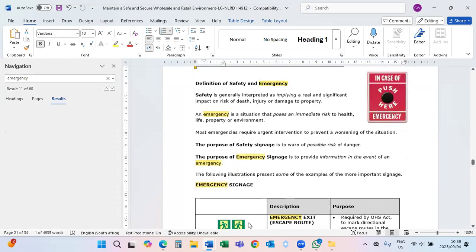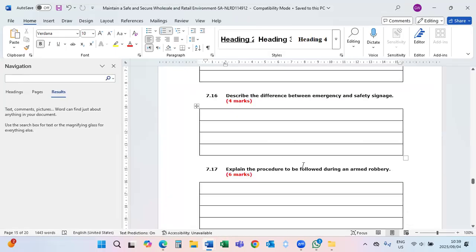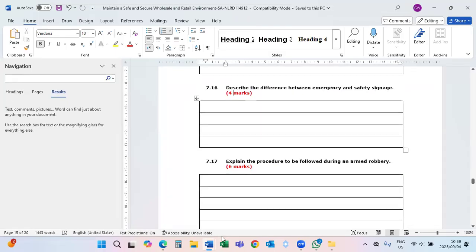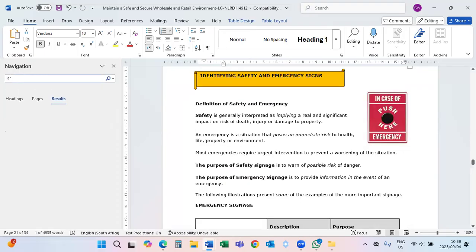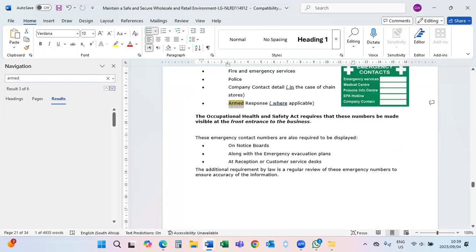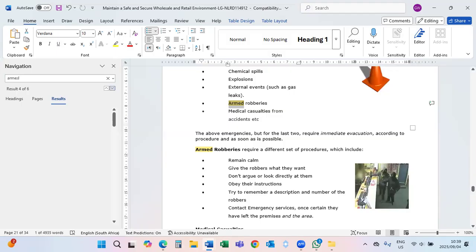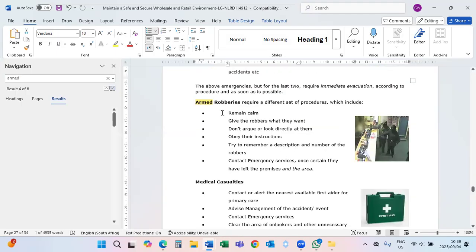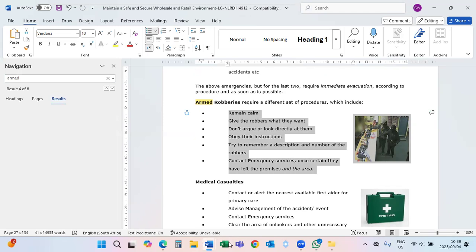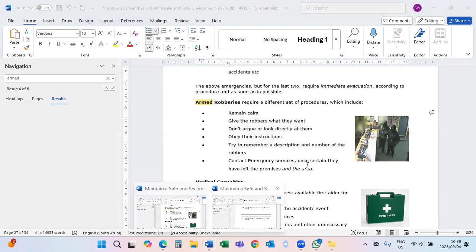Okay, for that one. All right, explain the procedure to be followed during an armed robbery. Let's have a look what happens here. Armed robbery, armed response, armed robberies. There we go. There's the procedure in the case of an armed robbery, those areas there on page 27. All right, let's have a look at the next one here.